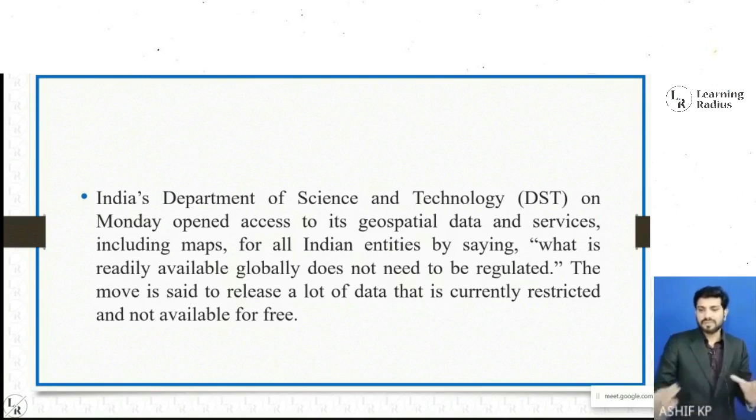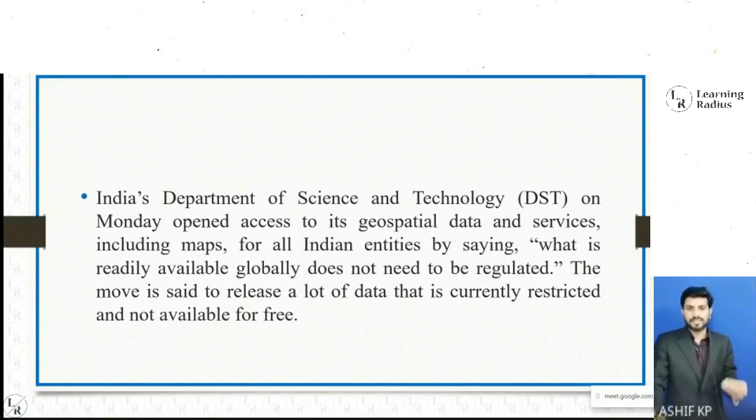India's Department of Science and Technology on Monday opened access to its geospatial data and services, including maps, for all Indian entities, saying what is readily available globally does not need to be regulated. The move is set to release a lot of data that is currently restricted and not available for free. That was the news in the newspaper. Since it came in the newspaper, I'm just reading the Monday itself.